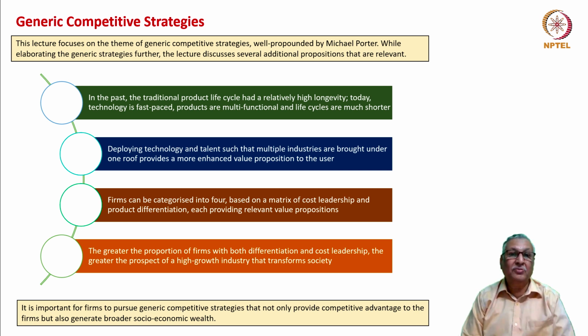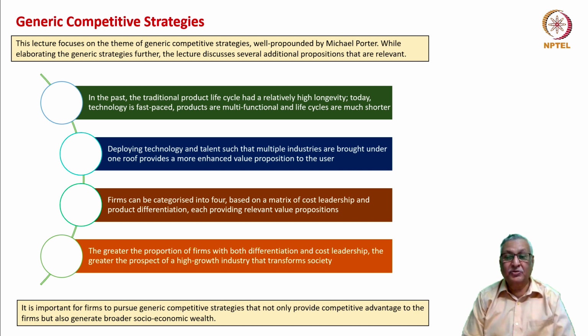And most of the generic competitive strategies were linked to the product life cycle. The traditional product life cycle had a relatively high longevity. That is, a product once introduced could last for a decade or more. But today the technology is fast-paced. Products are multifunctional and life cycles are much shorter. Deploying technology and talent in such a manner that multiple industries are brought together under one roof is the latest value proposition that every company would like to have, and every user also would appreciate that.